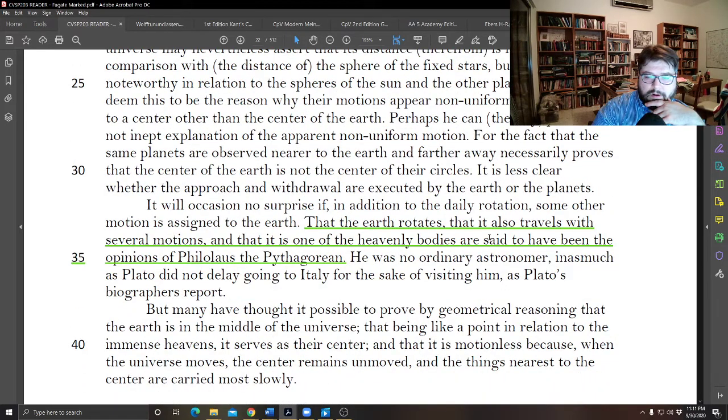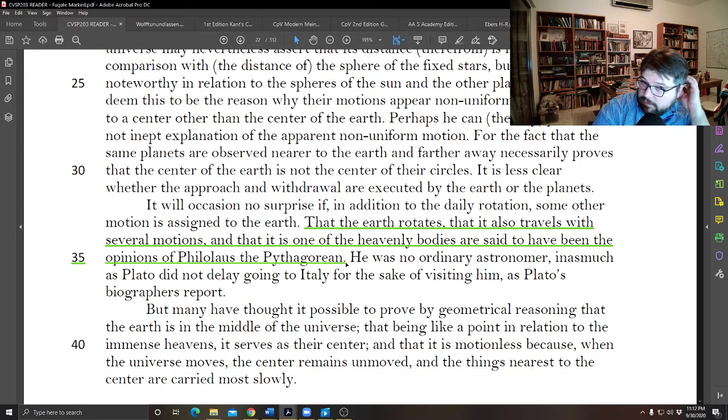Okay, a little further on. "It will occasion no surprise if, in addition to the daily rotation, some other motion is assigned to the Earth. That the Earth rotates, that it also travels with several motions, and that it is one of the heavenly bodies, are said to have been the opinions of Philolaus and the Pythagoreans."